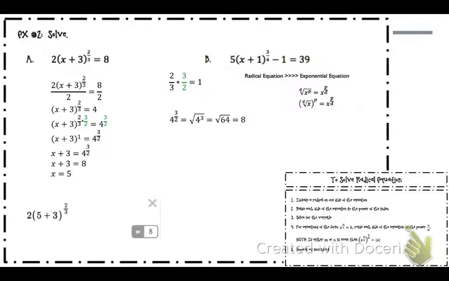Just plug it back in. And so 2 times 5 plus 3 to the 2/3 power does equal 8, so that works. We're good. Okay, let's look at example B now.